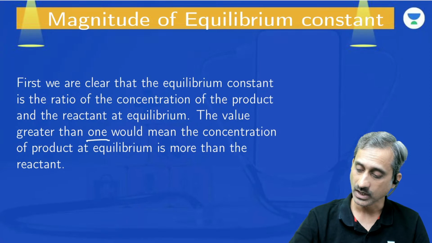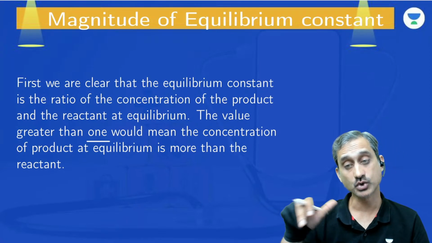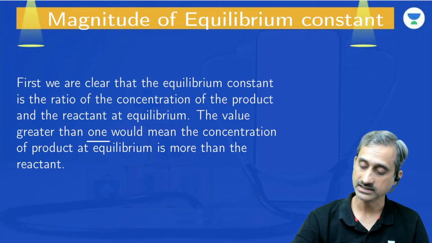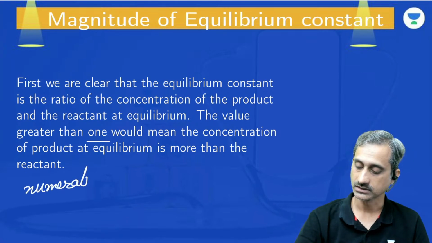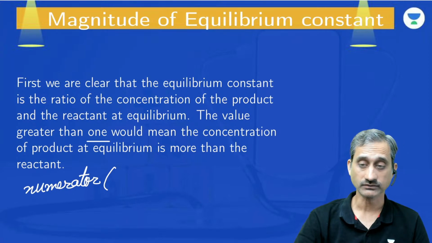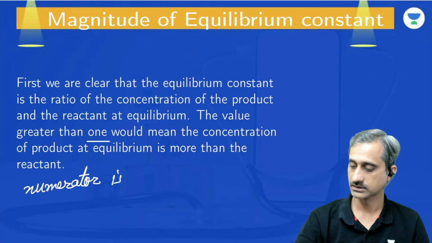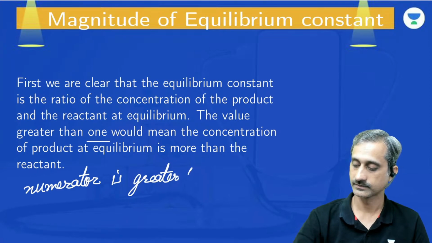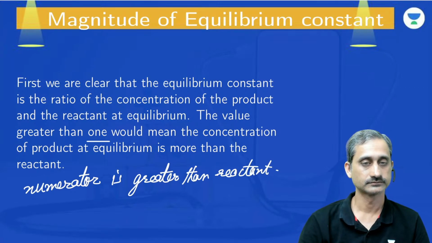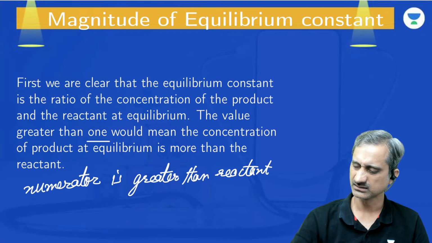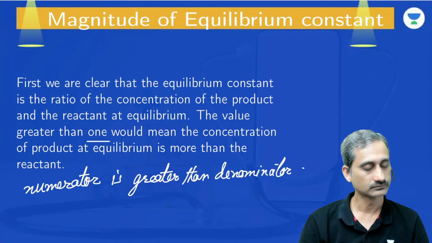If the value is greater than 1, it would mean that the concentration of product at equilibrium is more than the reactant. That is, the numerator, which is the product of the concentration of the products, is greater than the denominator, I should say, not reactant. Is it clear?